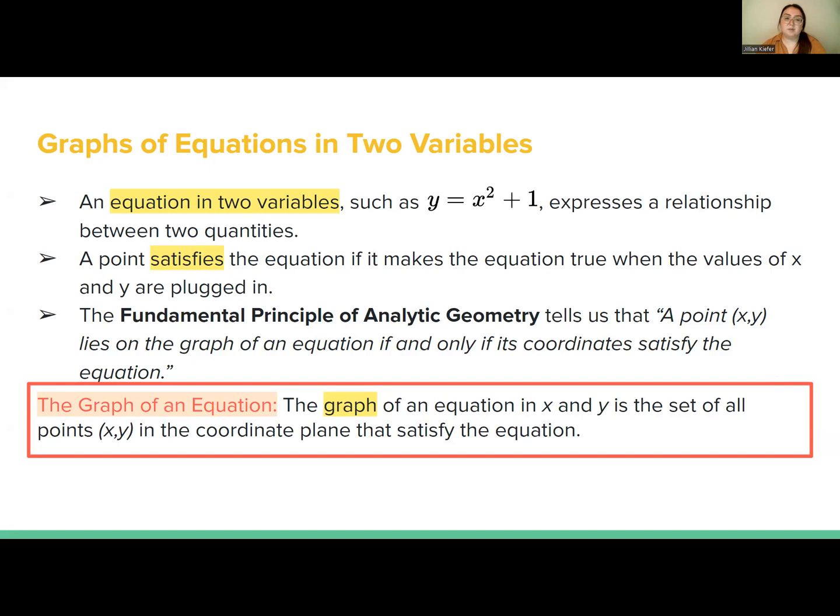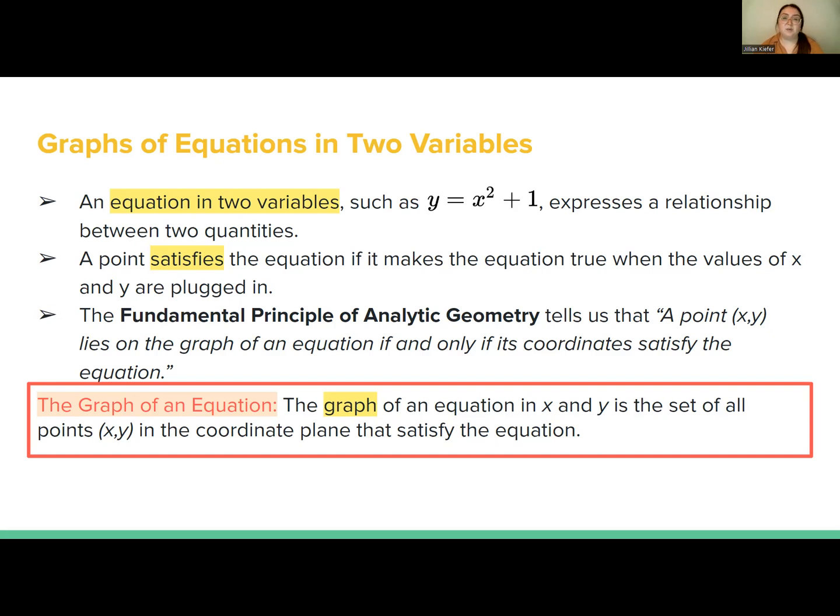Really, all this means is that we're graphing equations that have 2 variables like an x and a y, which should be something that we've seen before. An equation in 2 variables, something like y is equal to x squared plus 1, just expresses a relationship between 2 quantities. Those quantities are x and y. A point will satisfy your equation if it makes the equation true when the values of x and y are plugged in. So if you have a point that lies on the line or on the equation of your function, those values of x and y would be solutions.